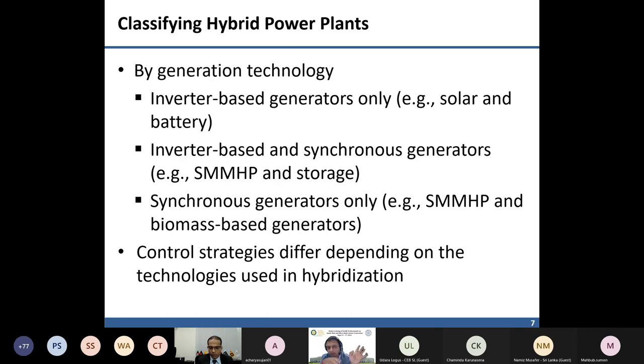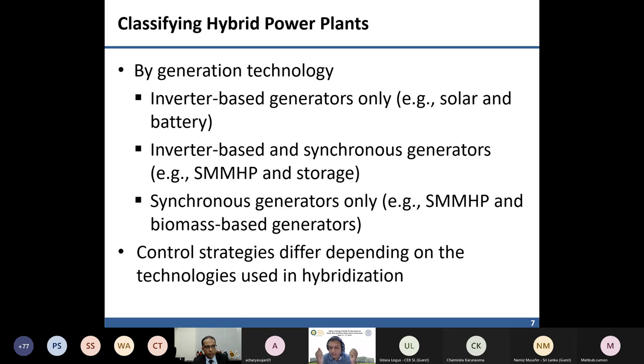Then if you also look at it from a generation technology point of view, there could be all inverter-based generators that are hybridized. So let's say solar PV and battery, or solar PV and wind. You could have hybridization using inverter-based and synchronous generators. An example where you have a small run-of-the-river hydro plant hybridized with battery storage would be one example. Or you can have only synchronous generators, like I mentioned, a small hydropower plant with, say, biomass-based generators. So depending on the technology that you choose, your control strategy would differ as well.